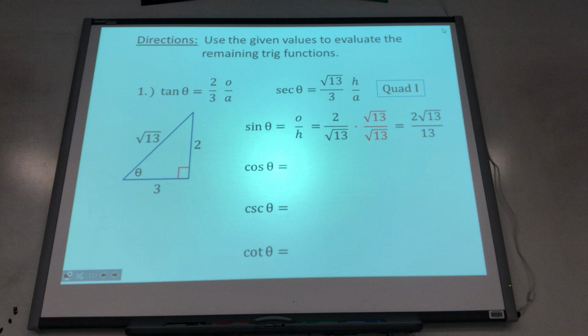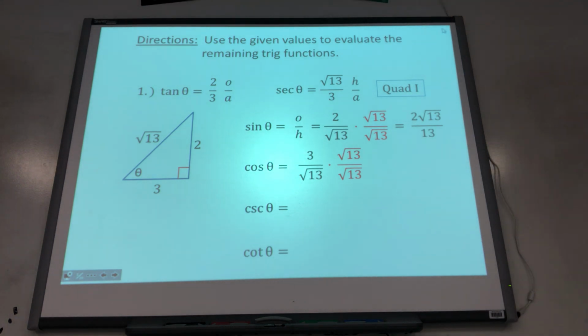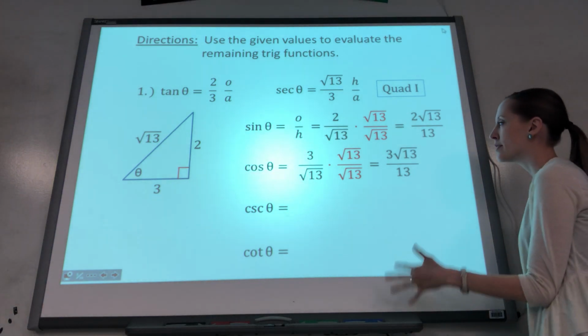Okay. For cosine, you can look at the triangle and do adjacent over hypotenuse, or you can flip over secant that they gave you at the beginning. But either way, it still needs to be rationalized. So multiply by square root of 13 on top and bottom, and you get 3 square root of 13 over 13.